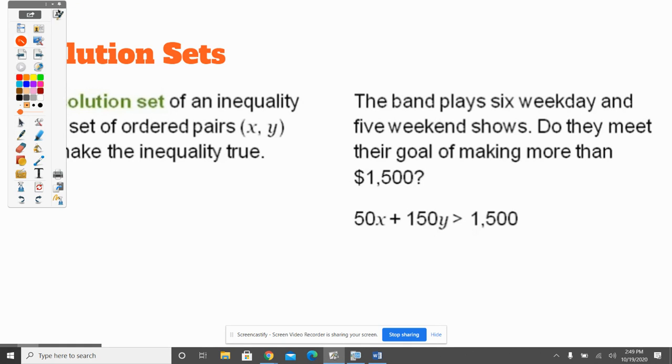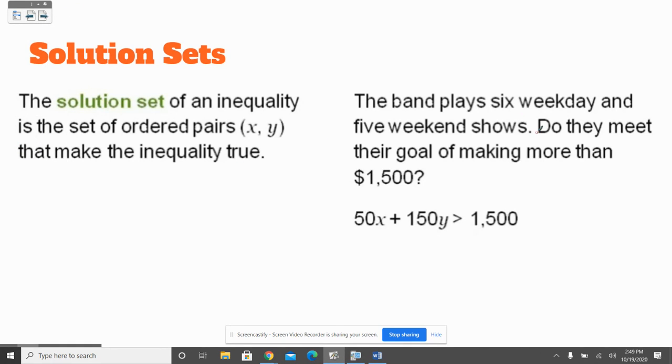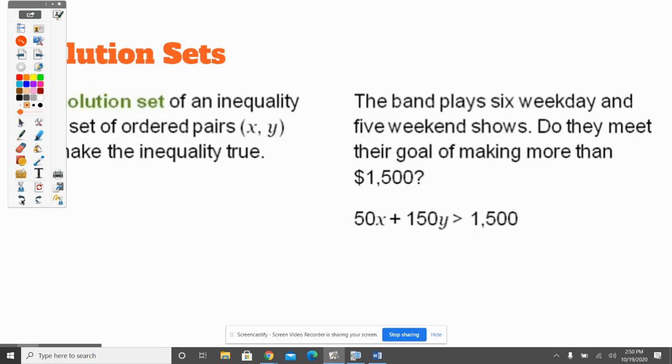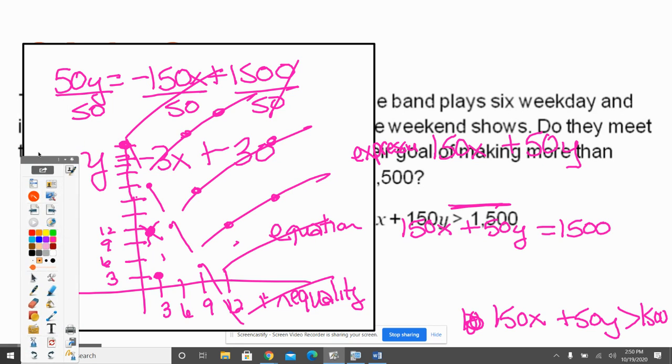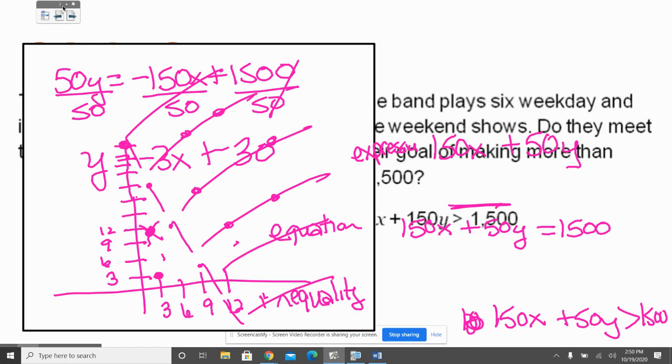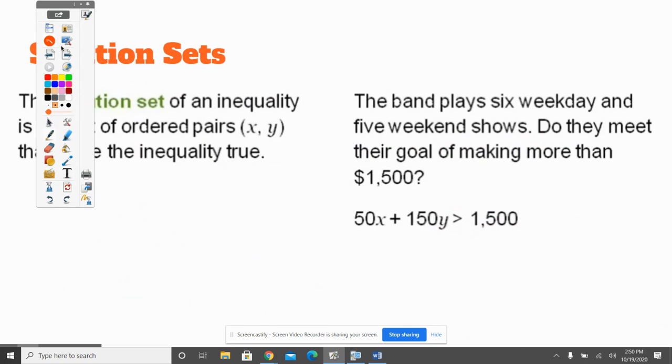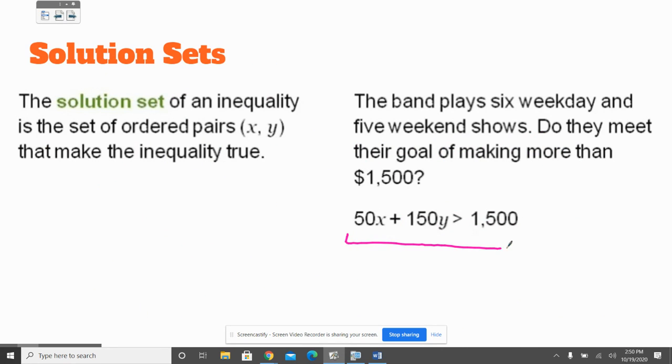Now, what would have happened if you would have switched your x and y? Is this the same thing we had? 50x plus 150y? No. Okay, so I don't know if I switched or they switched, but I'm a little confused at the second. So we're going to look at this one now. This time, x is the weekday. And if it was before and I jumped in the middle, I apologize. And y is the weekend, okay, because of the price.